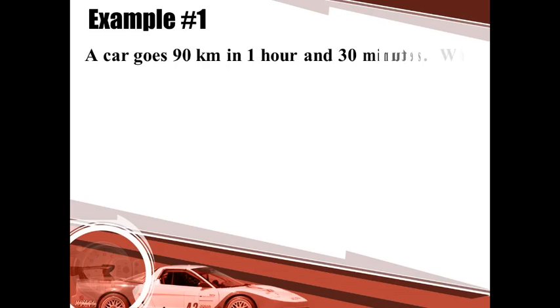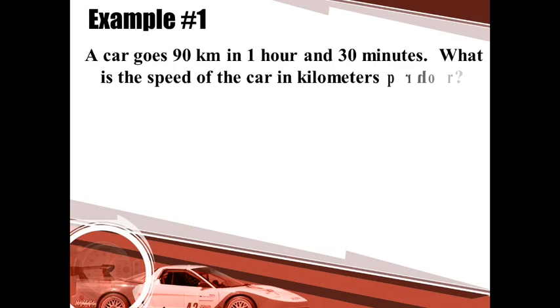A car goes 90 kilometers in 1 hour and 30 minutes. What is the speed of the car in kilometers per hour? So just like on everything else, I need to make sure everything is in the same units. Right here, this tells me that we have to have hours as our unit. So I'm going to have to change 1 hour and 30 minutes into hours. Okay, we know that 30 minutes is half an hour, so that gives me 1.5 hours.